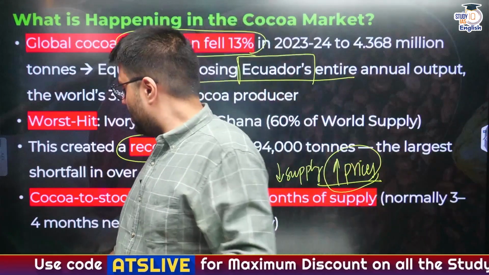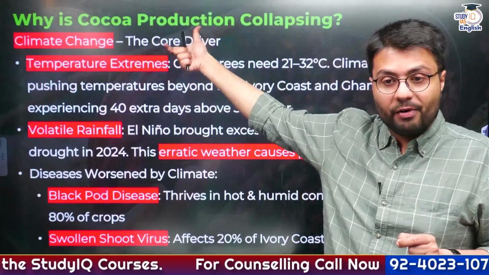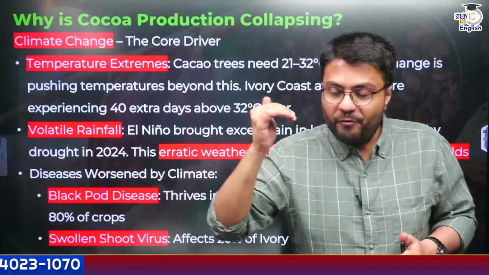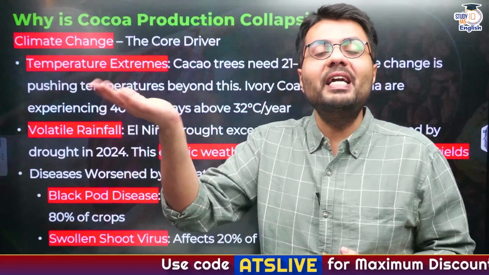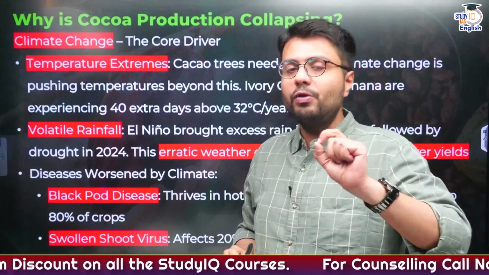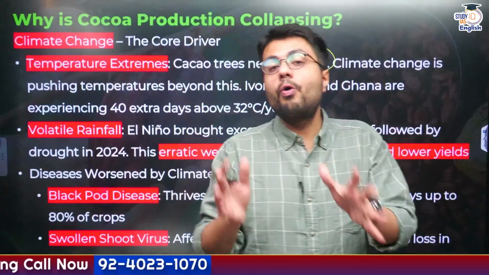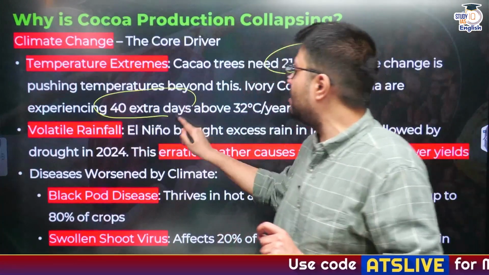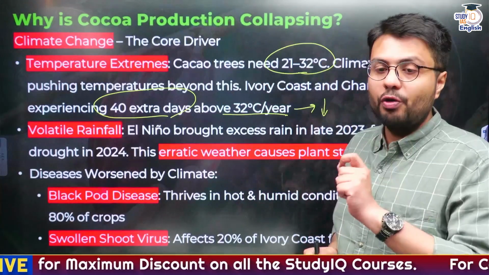Now, as I was talking about the reasons responsible for the decline in production of cocoa, the first factor is climate change, which is the core driver. What you need to understand is that the entire globe is facing the brunt of climate change, and the most important criterion by which we can witness climate change in real life is the rise in global temperatures. Similarly, the rise in temperatures in countries like Ghana and Ivory Coast, which are major producers of cocoa, has also affected their production. Now, I told you that you require temperatures between 21 to 32 degrees centigrade to grow cocoa. But in countries like Ghana and Ivory Coast, we have seen that they are witnessing 40 extra days where temperatures have remained upwards of 32 degrees centigrade, which is negatively impacting the production of cocoa.